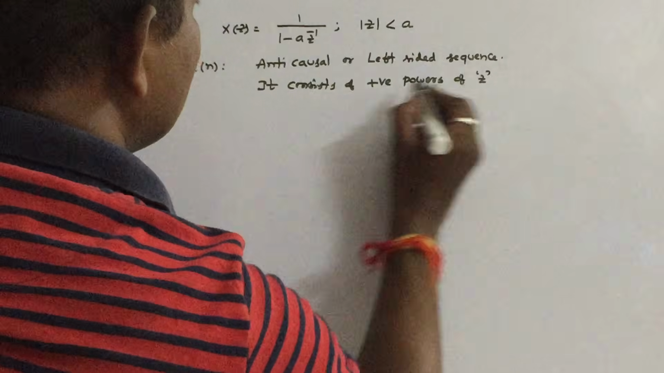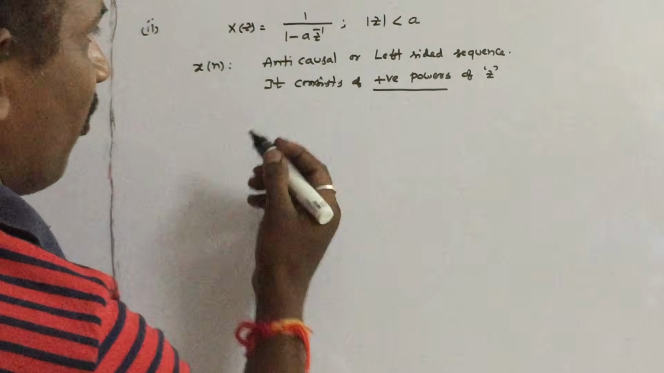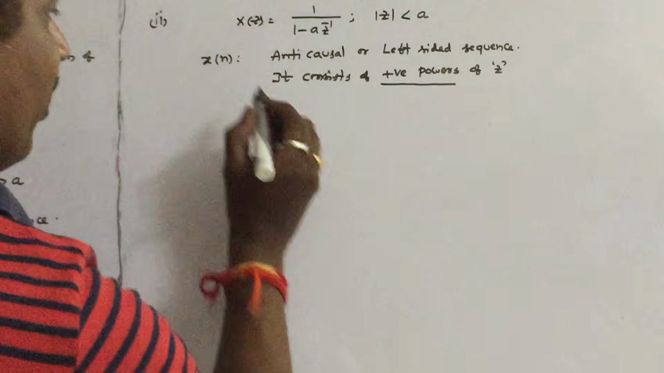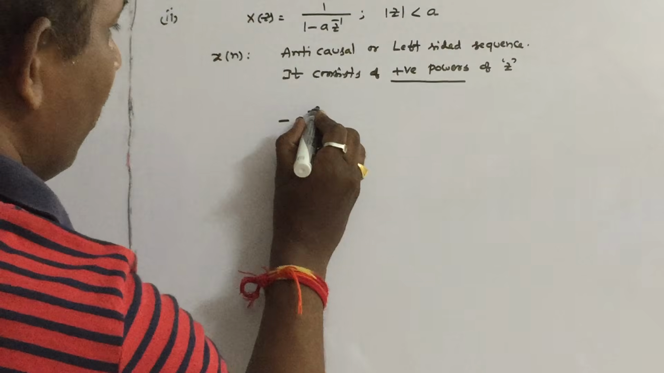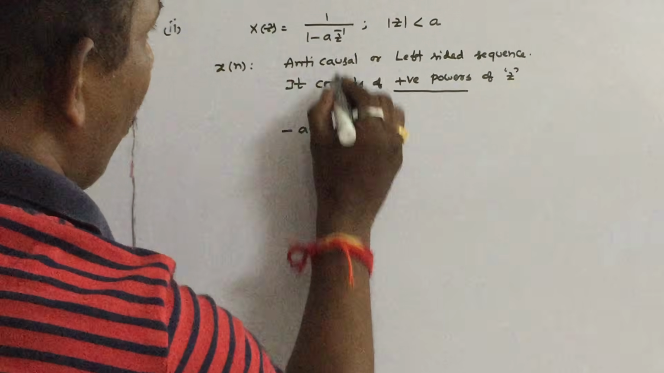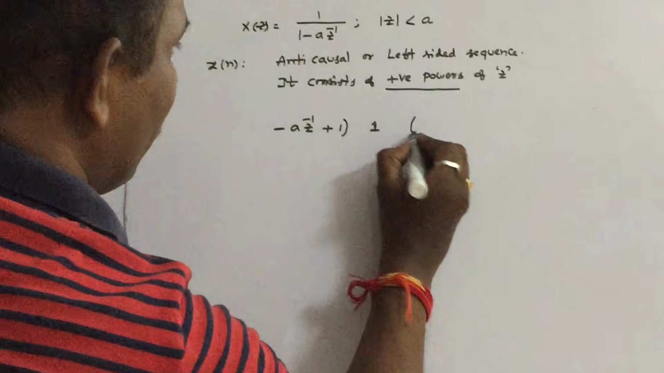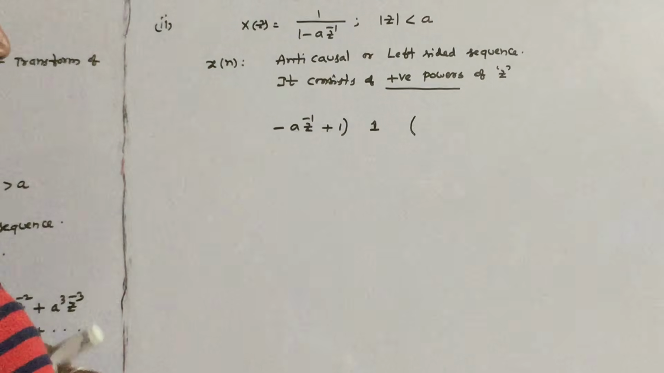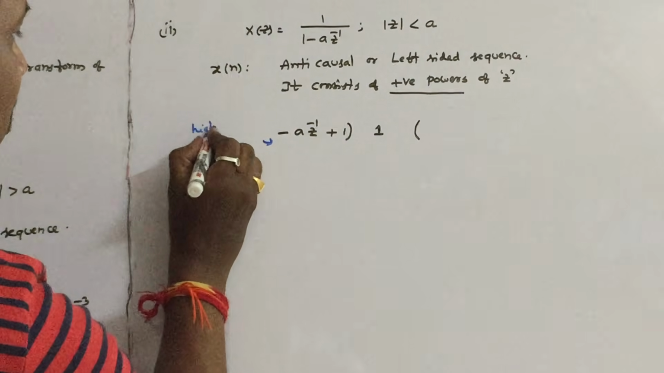We have to write these positive powers of z. So, in order to get positive powers of z, let us rearrange the terms of the denominator. Remember this hint: first, take the highest negative power first, plus 1. We have to divide the numerator by this denominator, but we have to rearrange the terms of the denominator, ensuring that we write the highest negative power first.